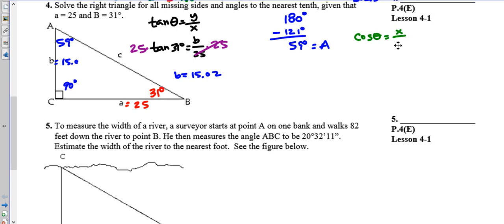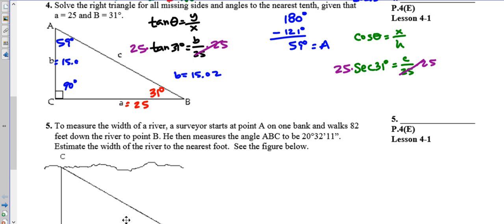But if cosine is x over h, I want my h on top. So instead of actually using cosine, I'll use its reciprocal. Well, cosine gets what? Secant. So I'm going to use secant of 31 degrees will equal h, which they call c, over my x, which is 25. I have the same one step. I multiply by 25, and that should give me my answer.